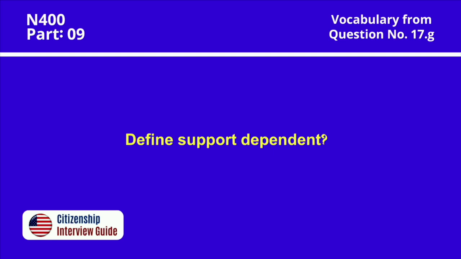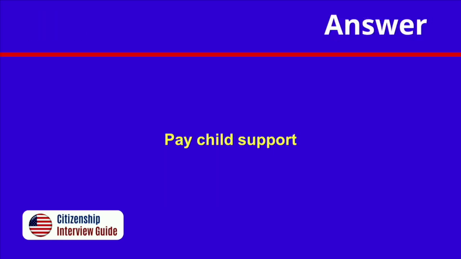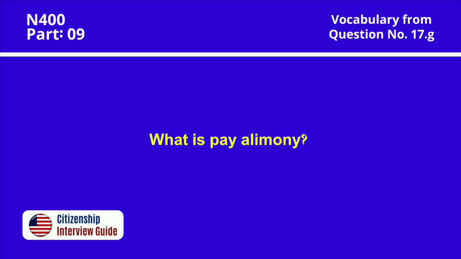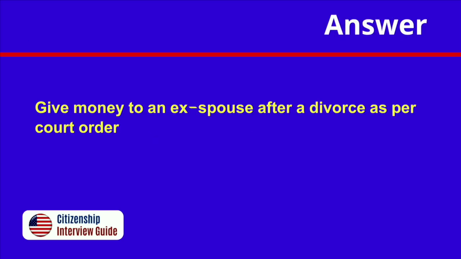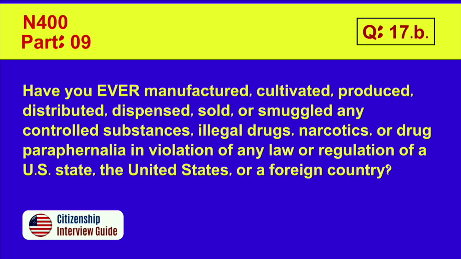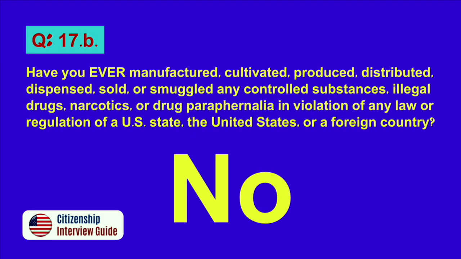Define support dependent. Paid child support. What is pay alimony? Give money to an ex-spouse after a divorce as per court order. Have you ever manufactured, cultivated, produced, distributed, dispensed, sold, or smuggled any controlled substances, illegal drugs, narcotics, or drug paraphernalia in violation of any law or regulation of a U.S. state, the United States, or a foreign country? No.